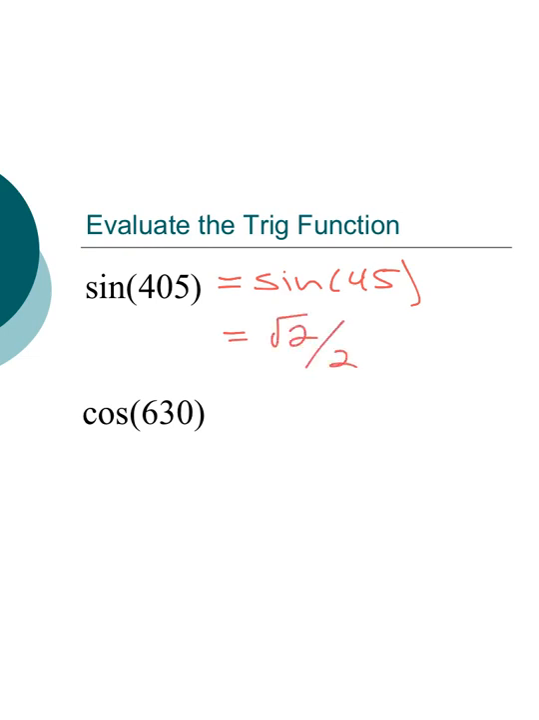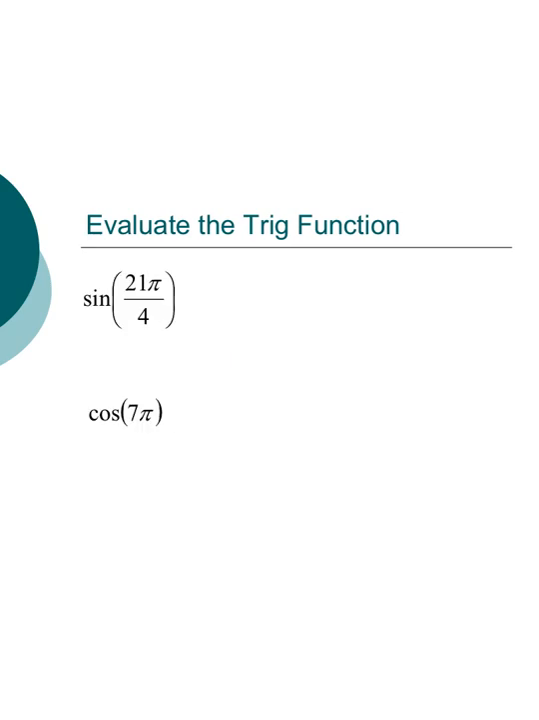Same thing for 630 degrees. That is bigger than 360. So I would subtract 360 degrees, and turns out this would then be the exact same as a cosine of 270 degrees. So I would again find 270. I would identify my cosine, and in this case, it would be 0.